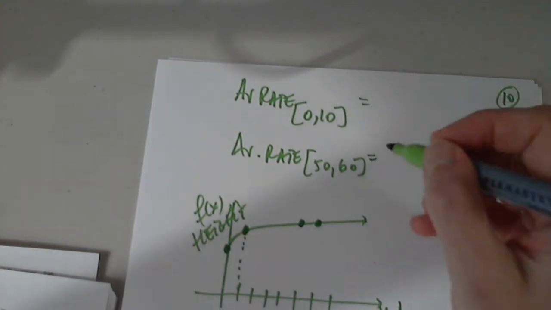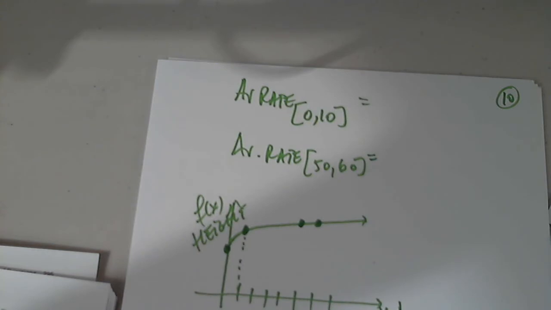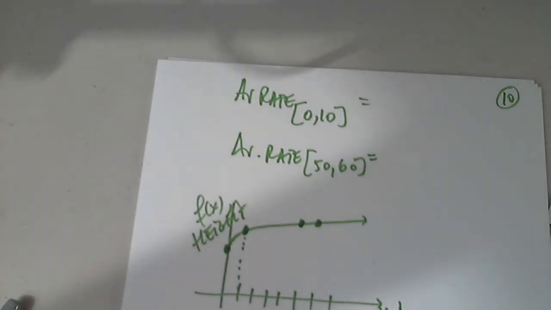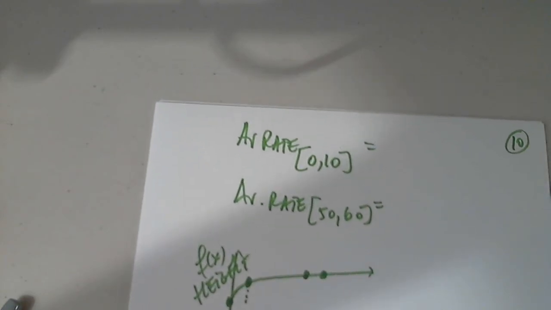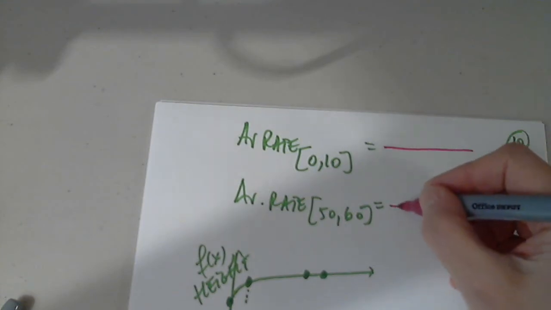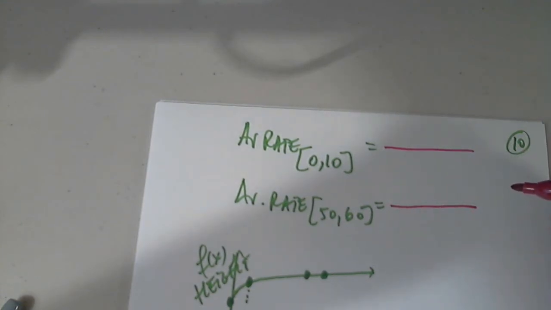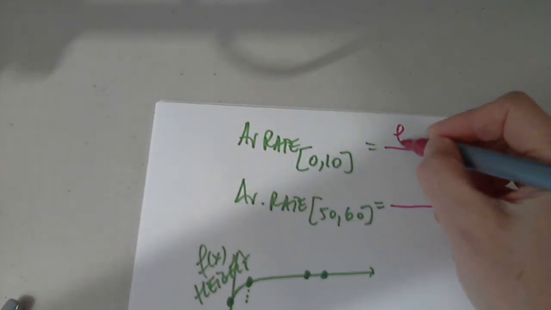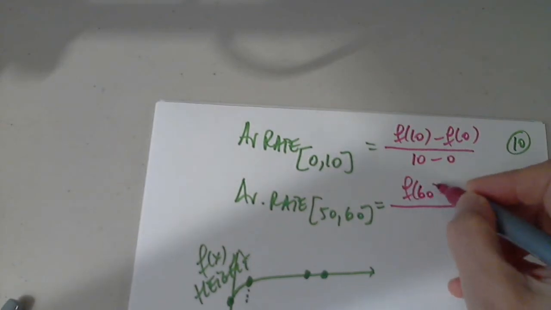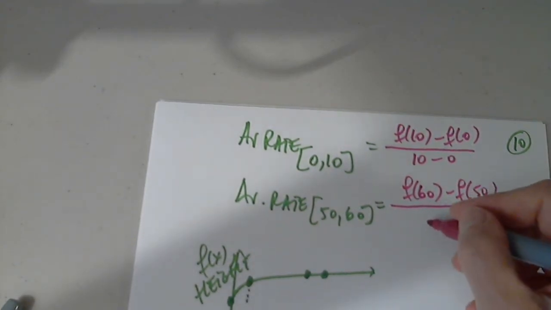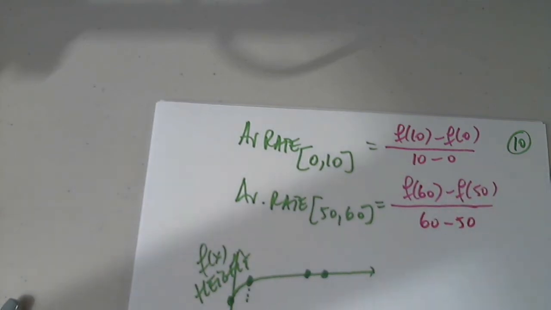How do I determine the average rate of change? You had that on the test too. So how do I determine the average rate of change for any function between 2 points? Anyone? Can anyone give us the formula? f of 10 minus f of 0 over 10 minus 0. f of 60 minus f of 50 divided by 60 minus 50.